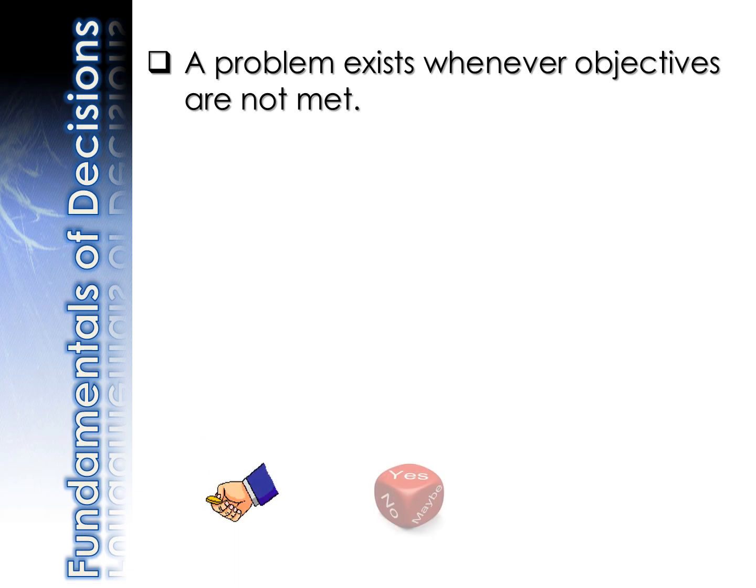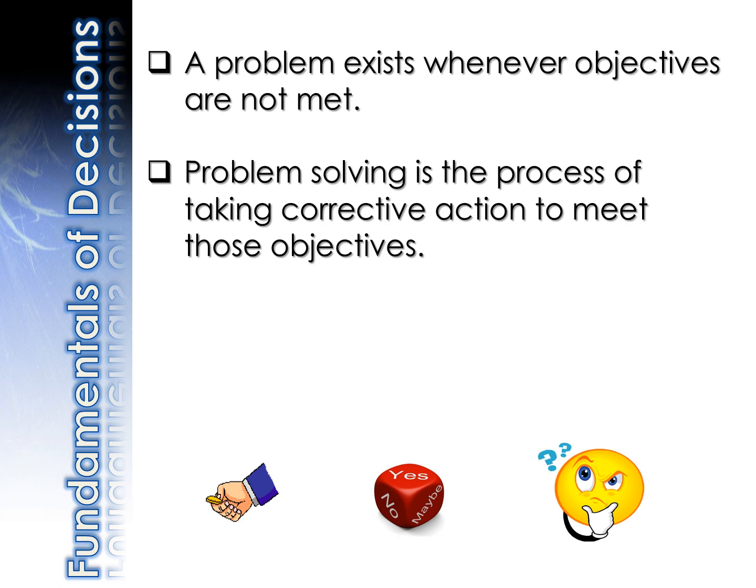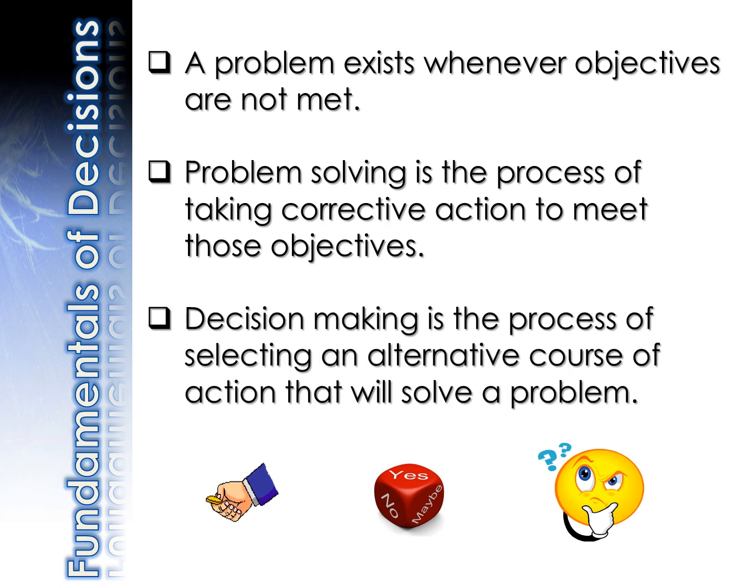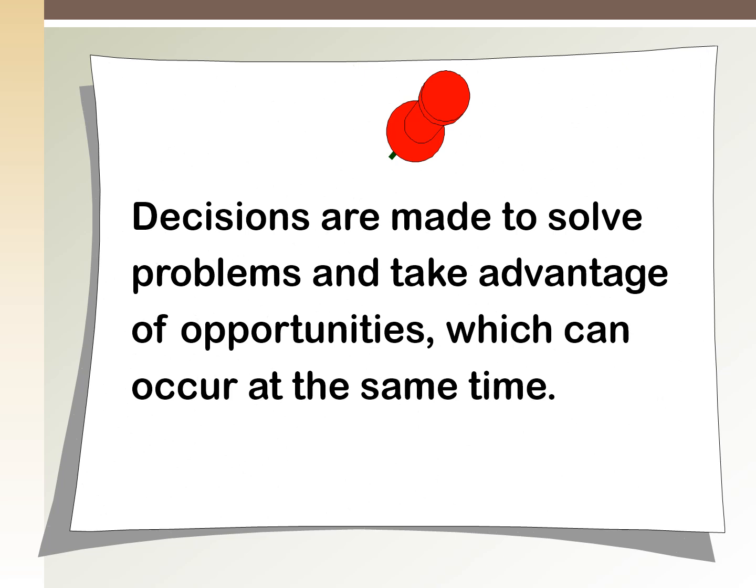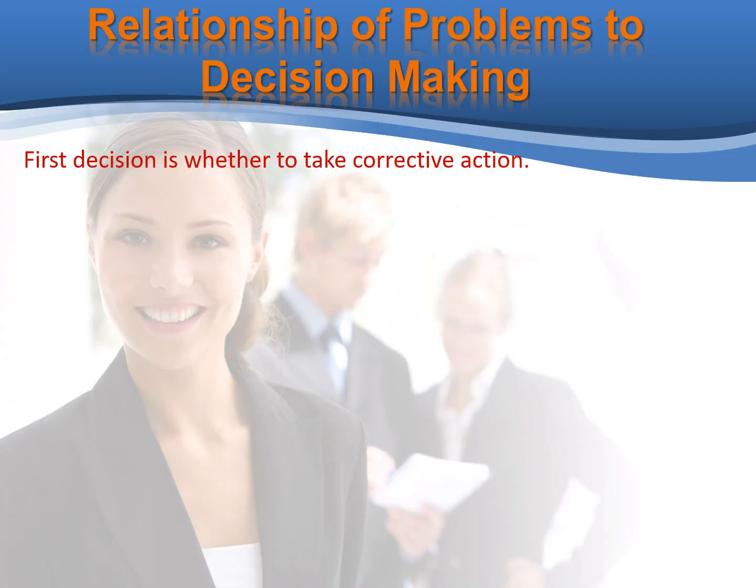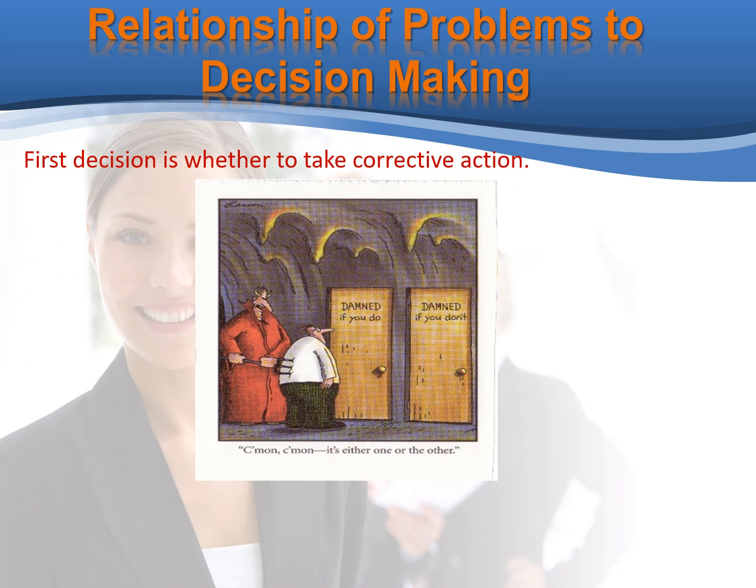So, basically, a problem exists whenever objectives are not met. Problem solving is a process of taking some kind of corrective action to meet those objectives. And decision making is a process of selecting an alternative course of action that will solve a problem, other than flipping a coin or rolling the dice. Decisions are made to solve problems and take advantage of opportunities which could occur at the same time. But the first decision is whether or not to take corrective action.